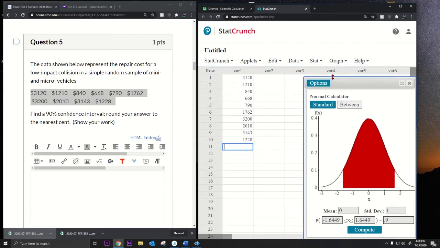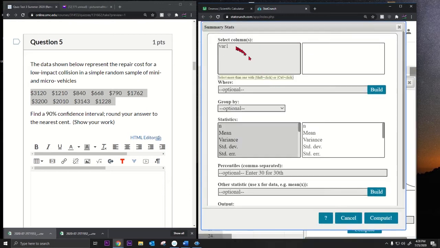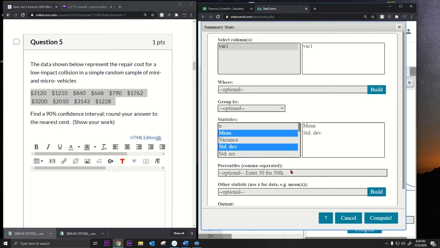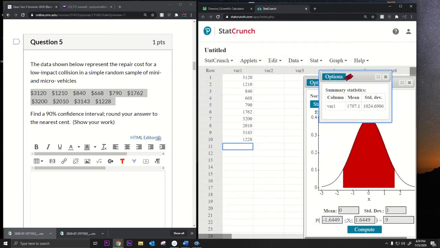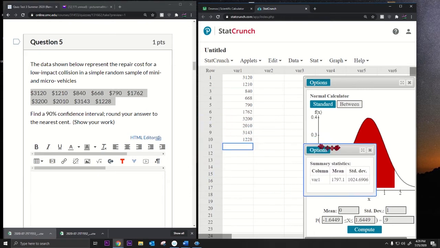Now I just want to get the mean real quick. So I'm going to go to Stat, Summary Stats, Columns, and then just click the variable 1. That's where we put it. All I need is the mean and standard deviation. And that's it. So now I got my data there. So that's going to help me with my calculation.